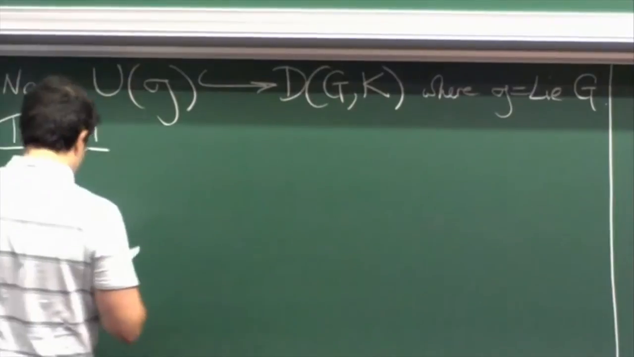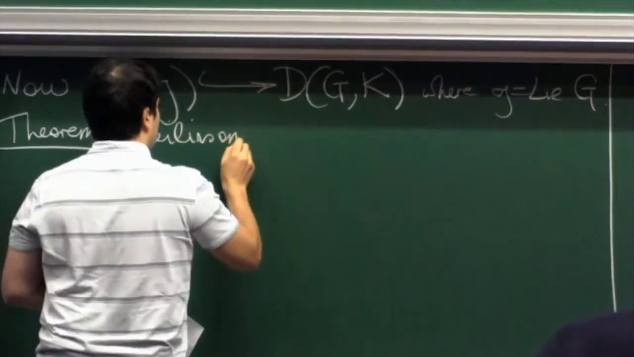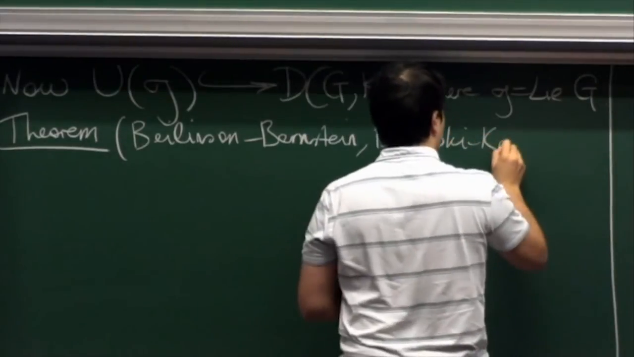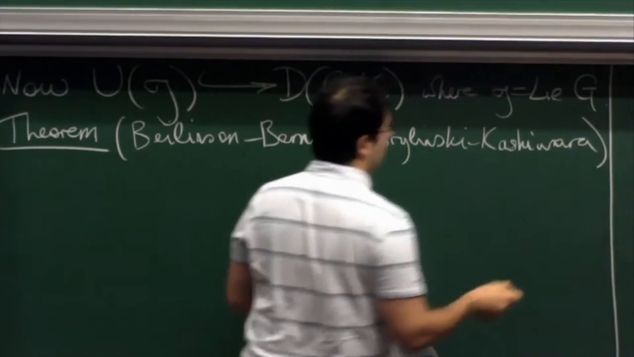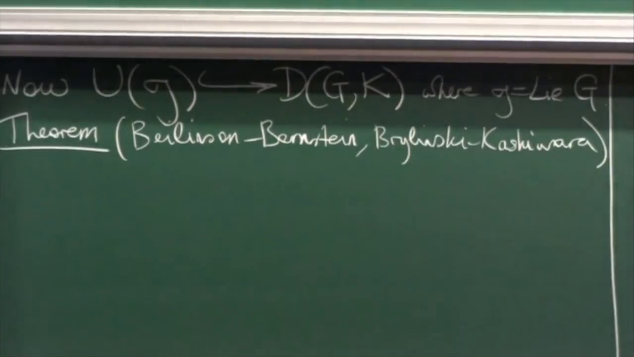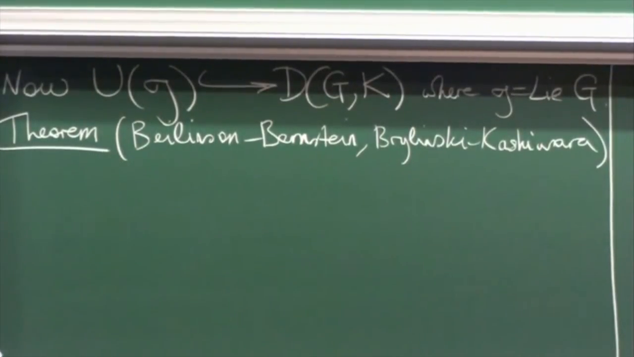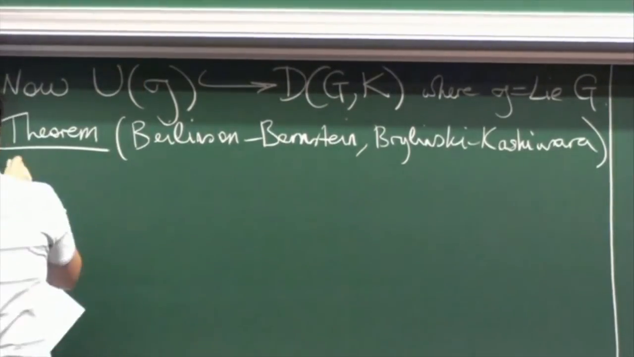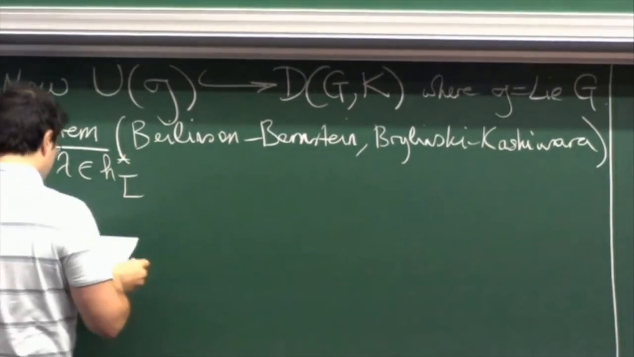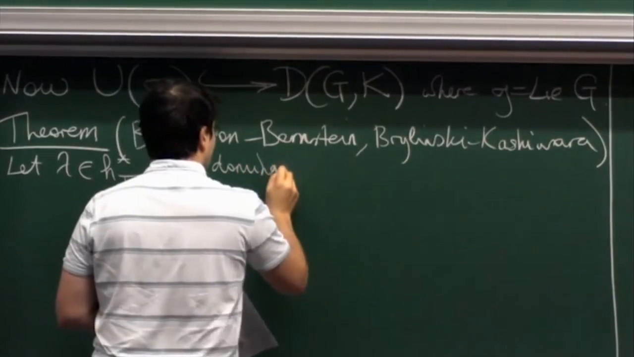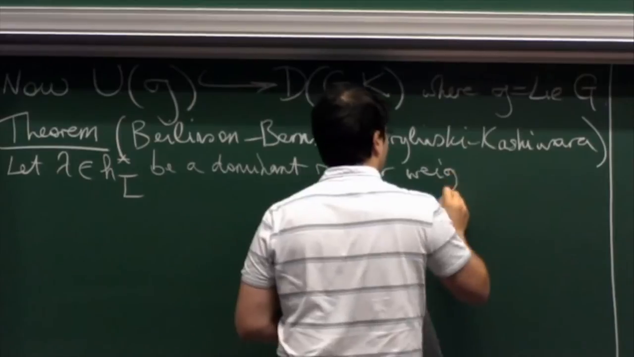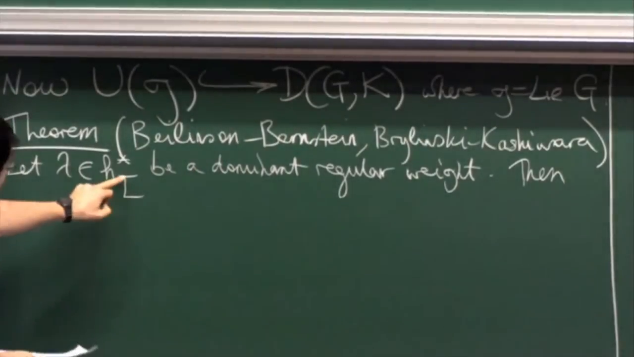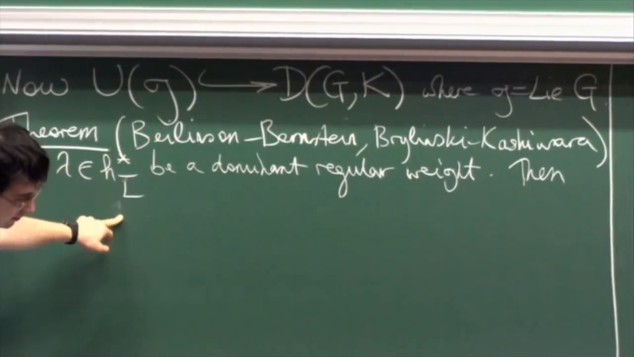And now my starting point of this work is the following famous theorem, due to Beilinson-Bernstein, Brylinski, and Kashiwara, which tells you how to think about modules over the enveloping algebra. I'm a terrible historian, so I will try not to miss anyone out. Let me remind you. For every dominant regular weight of the maximal torus, and this works over any algebraically closed field of characteristic zero.